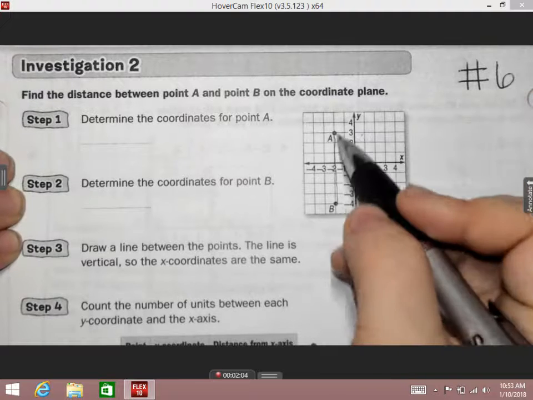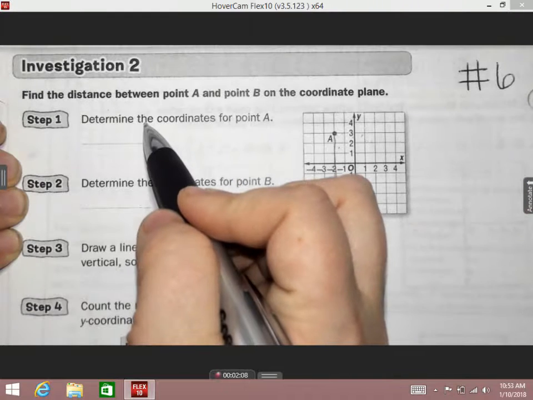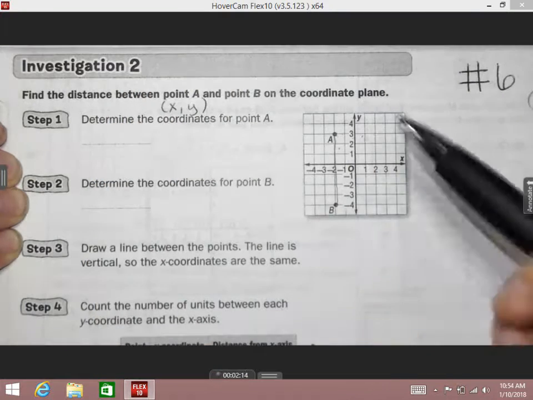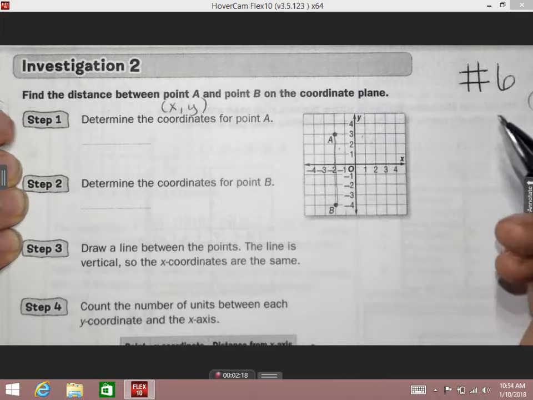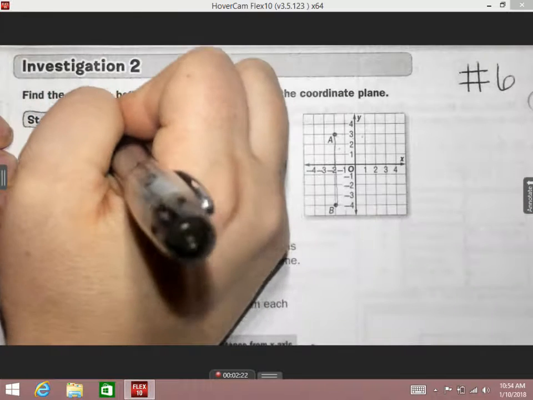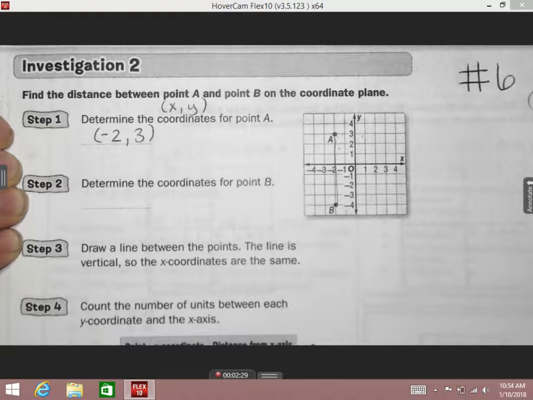All right. The first thing that I need to know in order to use this strategy is the coordinates for point A. Remember, a coordinate is where we have x, comma, y. So raise your hand if you can tell me what is the coordinate for point A. Skylar? (-2, 3). And we need to make sure that we put that inside of parentheses.